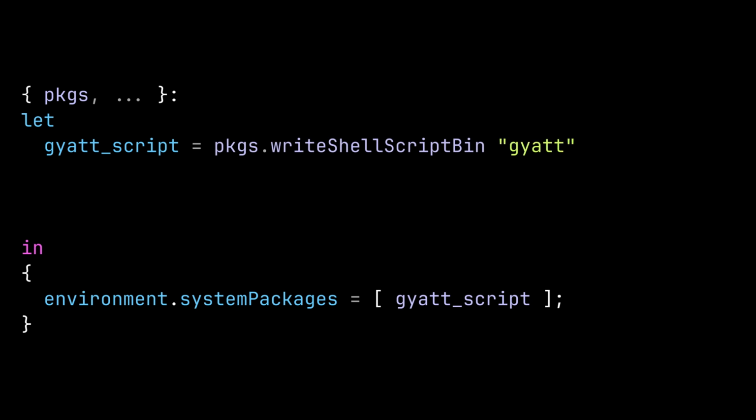The first parameter is the name of the program, and the second parameter is the actual shell script. You can also write the script as multi-line string like this. And voila, now you have Git installed in your NixOS system.